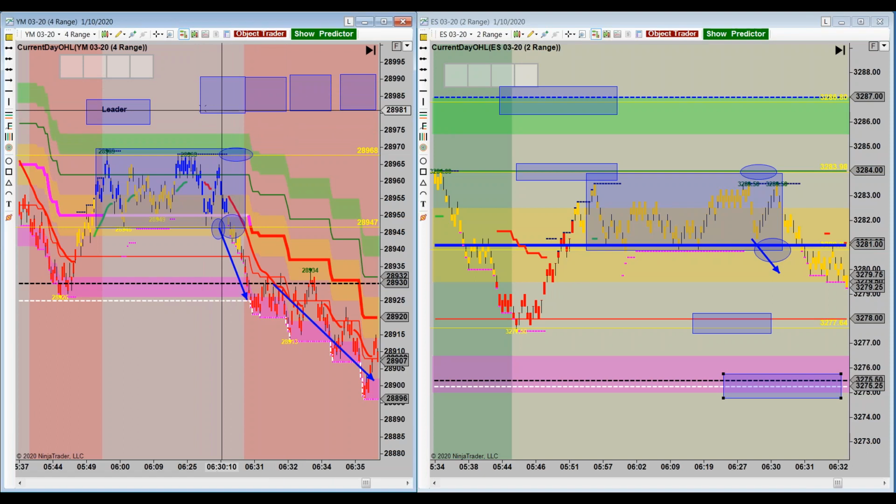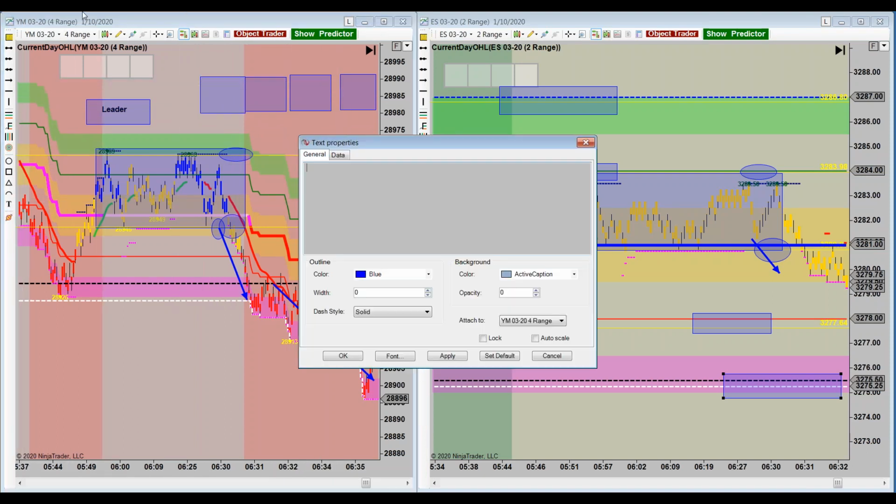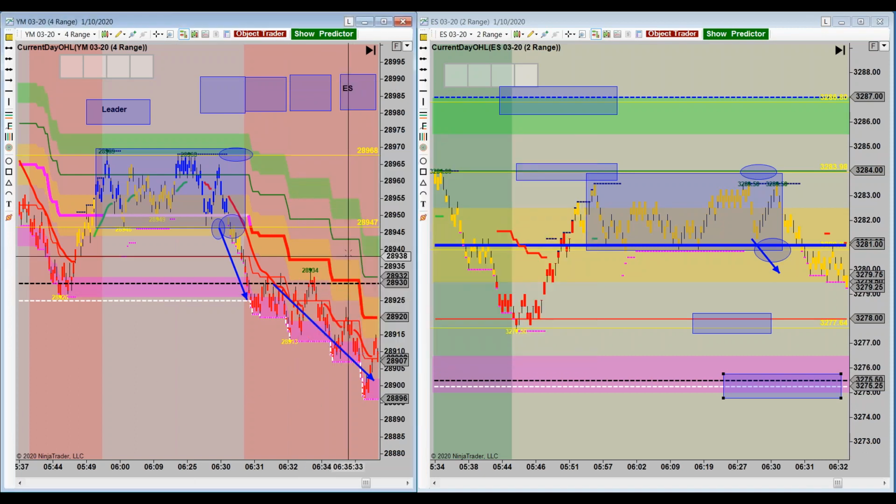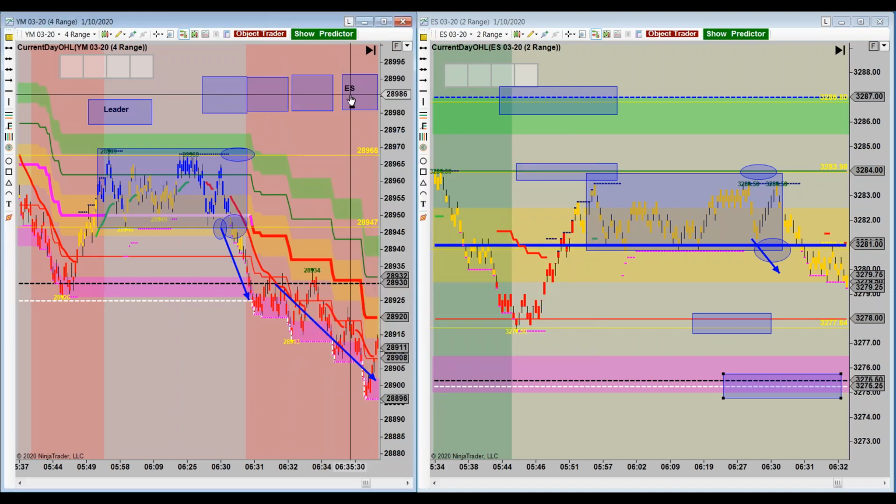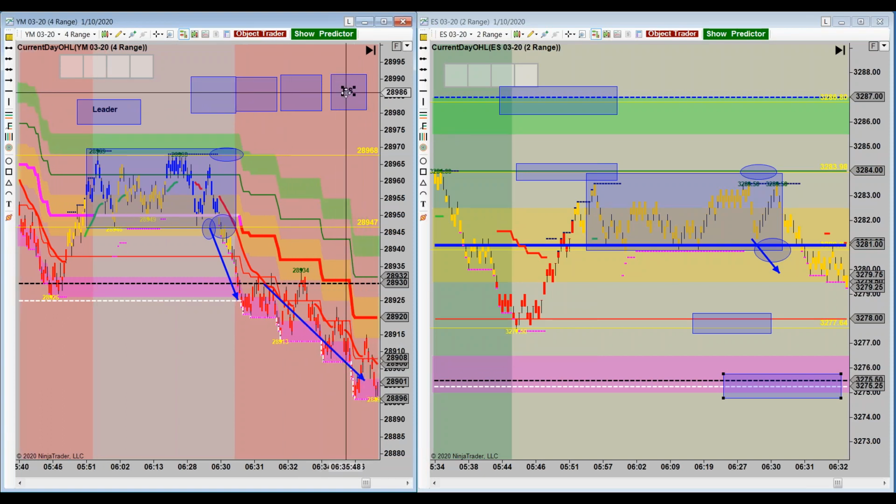And so inside of each of these is as follows. On the far right is ES, my primary go-to instrument. Now, your go-to instrument might be YM. I don't know. It might be NASDAQ. It might be Russell. It might be something else. It could be anything. But you want the main thing that you're going to trade right directly in front of you.